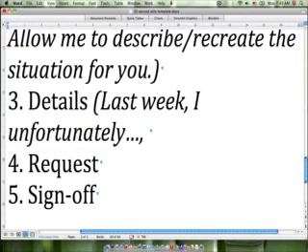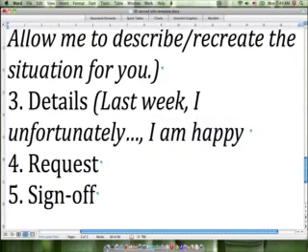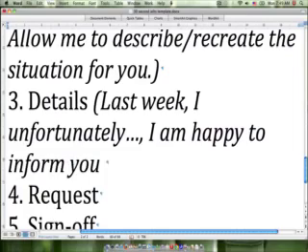Or we might start this section with something like, I am happy to inform you that. So for example, if our friend invites us to a party, we might state something like, I'm happy to inform you that I am able to attend your party next week, or whatever.